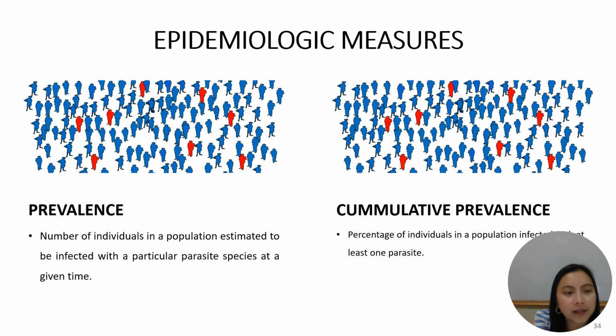By the way, class, both of these are expressed in percentage, but for prevalence, it's the percentage of individuals in a population infected with a particular parasite. For cumulative prevalence, at least one parasite. That type of population is infected with at least one parasite, cumulative.